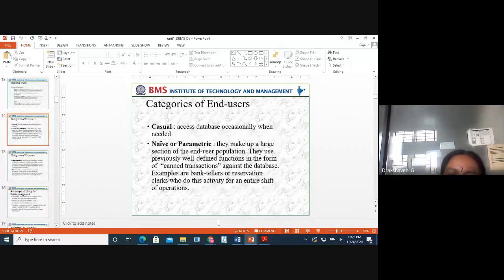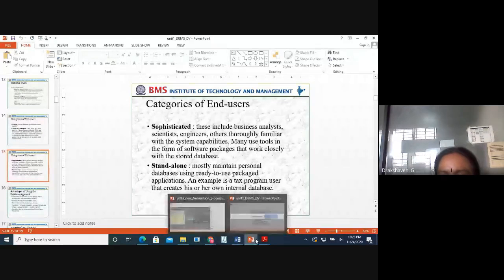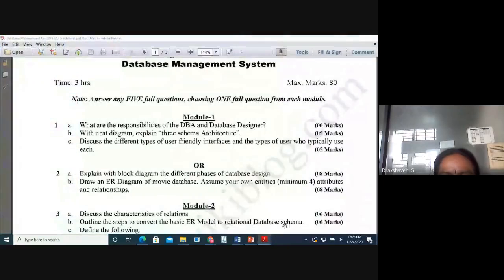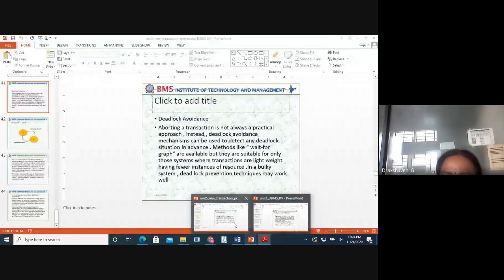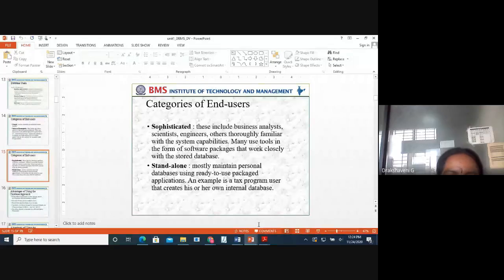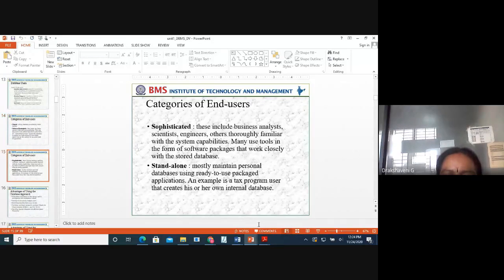And casual users, naive user, parametric user, sophisticated user, and standalone user. So this is what you have to explain with respect to the three schema diagram: the responsibility of the DBA and the database user. And these are the different types of user-friendly interfaces and the types of users who typically use each one. Here you can see the sophisticated user, standalone user, and casual and naive user. That you have to write for your third question.